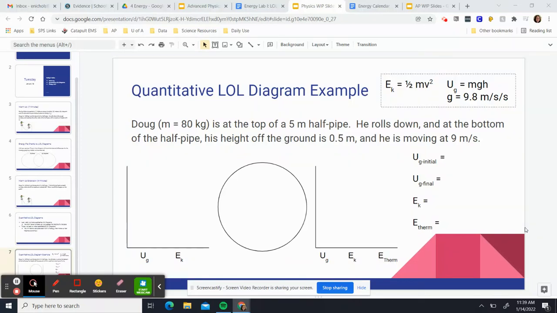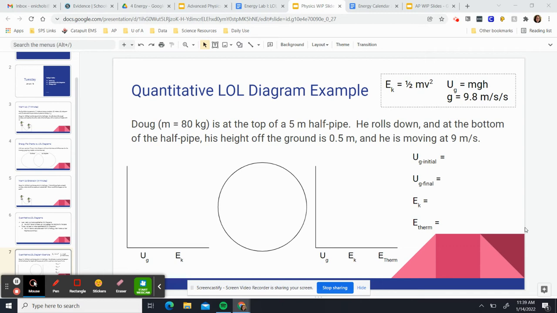Let's make a quantitative LOL diagram, which means that we're going to need to calculate the values for all of our forms of energy and then make our bars accordingly. So let's do the first step, which is maybe read our problem, and then we will write the objects in our system. Then we'll start calculating.